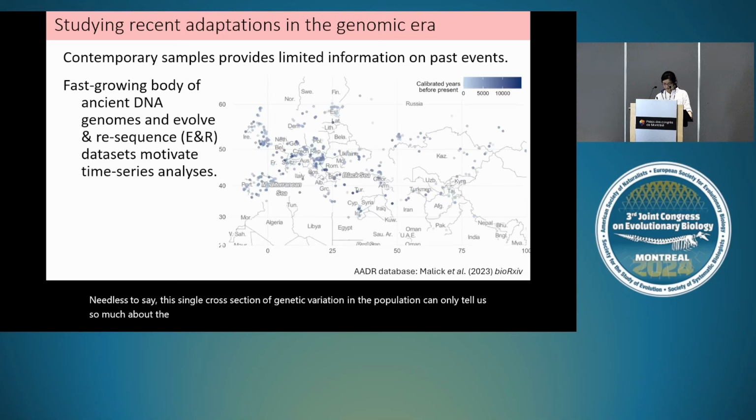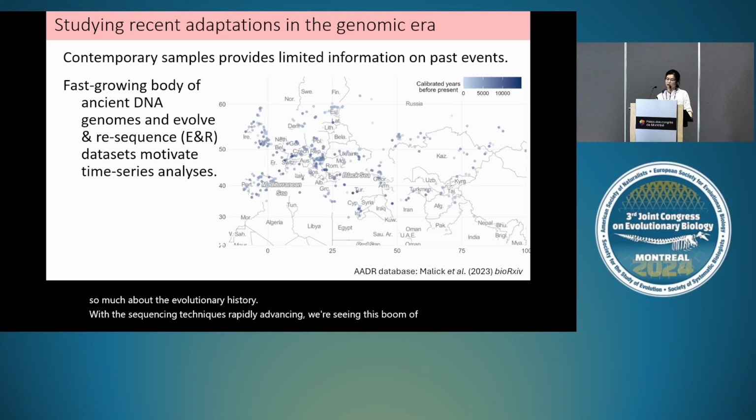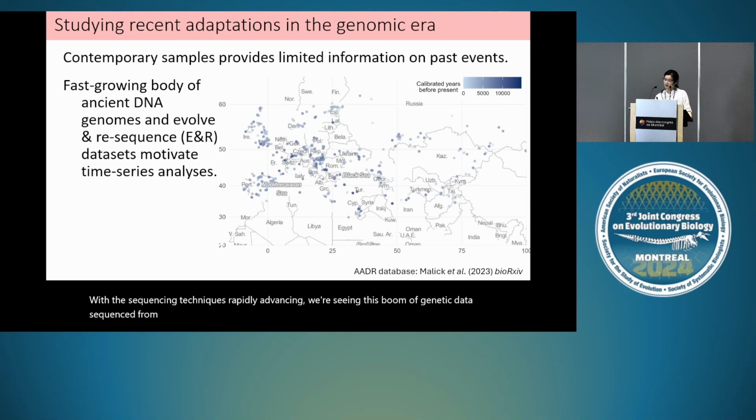evolutionary history. With the sequencing techniques rapidly advancing, we're seeing this boom of genetic data sequenced from fossils, museum samples, monitored populations, or experimental evolution systems. All these data sets contain additional timing information for the samples, and that allows us to analyze the genetic variation as a time series.